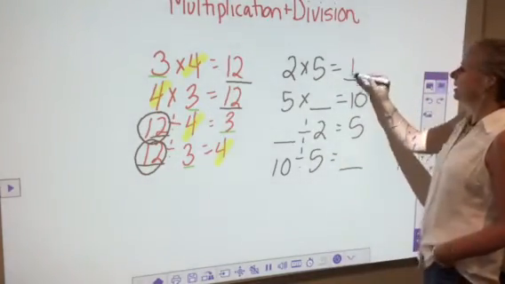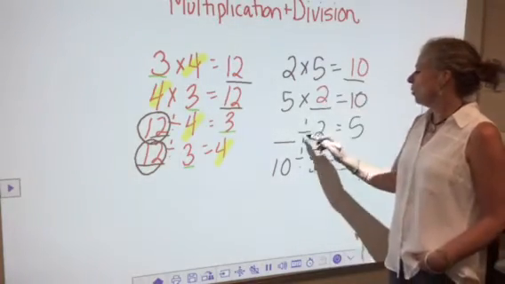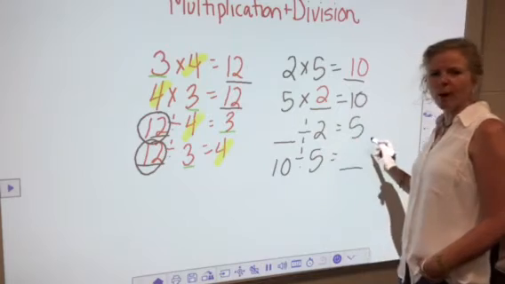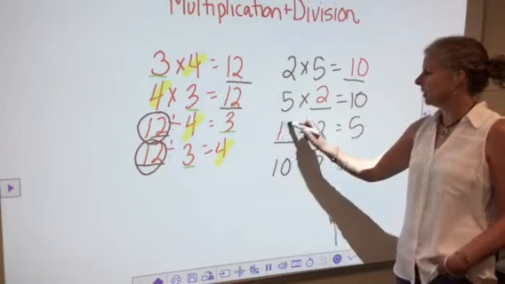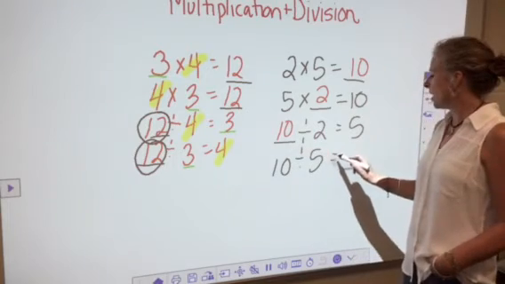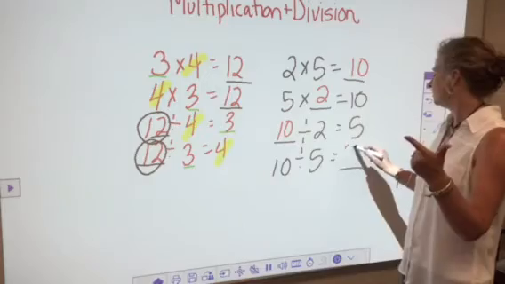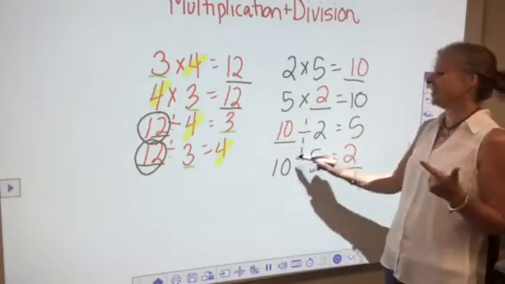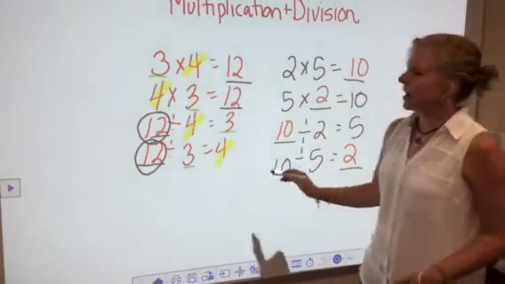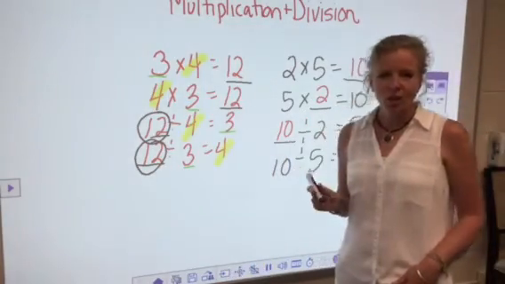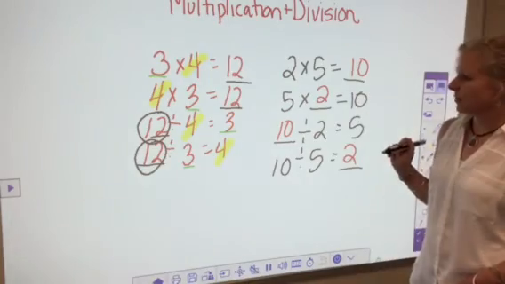So 2 groups of 5 equals what? Yeah, that'd be 10. 5 times what equals 10? That'd be 2. What broken into 2 groups equals 5? Well, let's do the inverse operation. 5 times 2 equals 10. 10 divided by 5 equals what? What times 5 equals 10? That'd be 2. So you can go ahead and try your rotation where you practice relating these fact families.